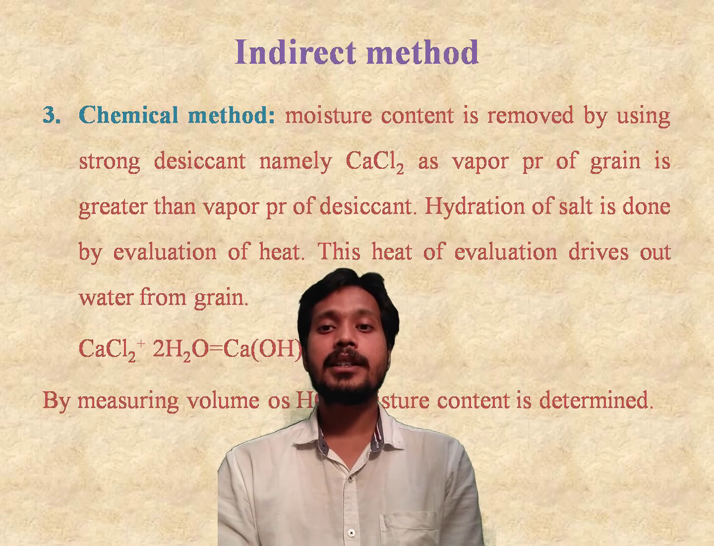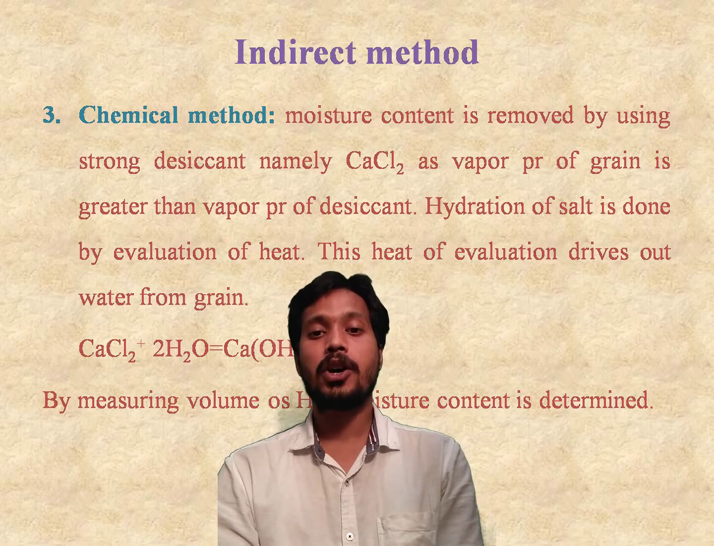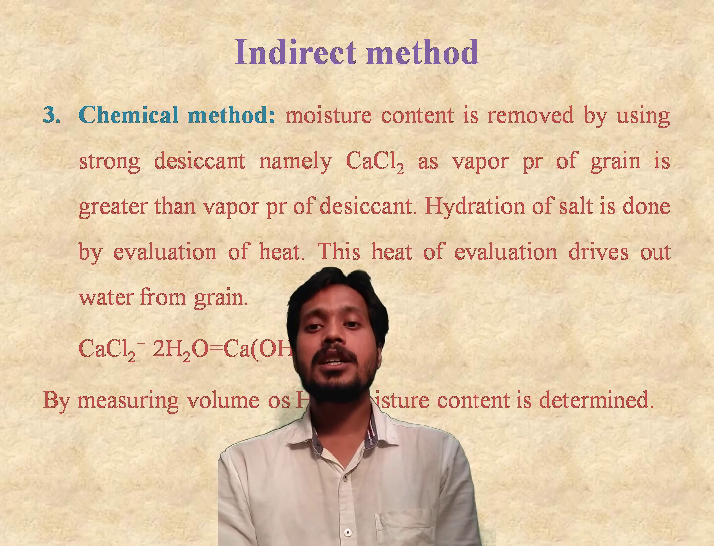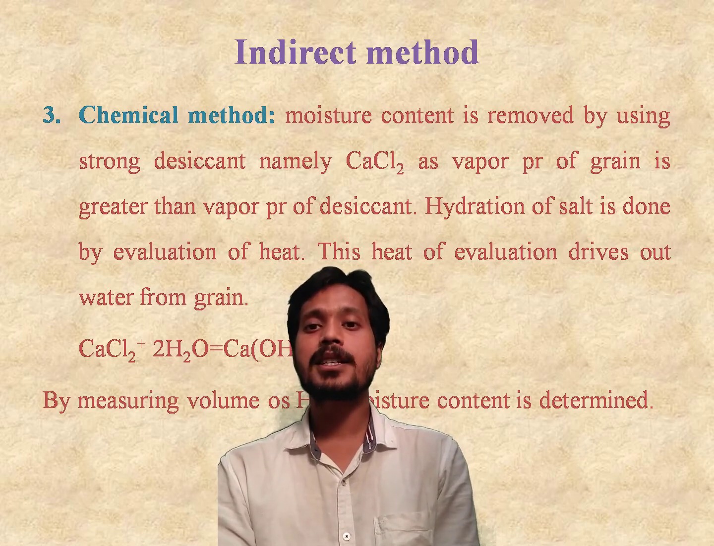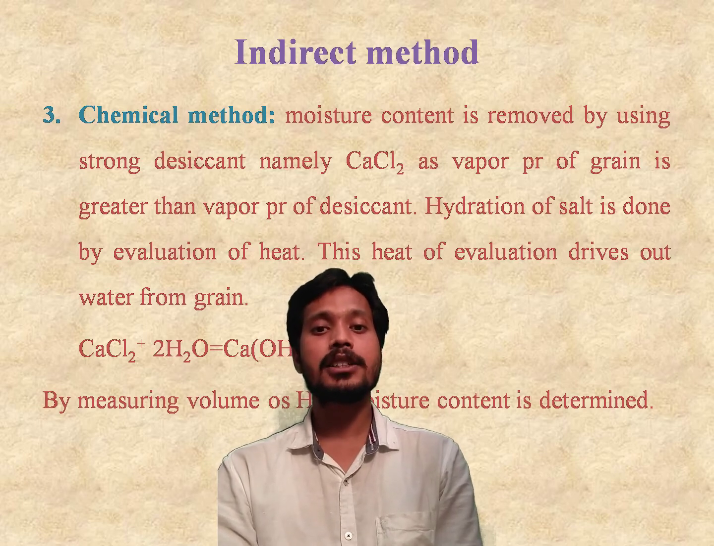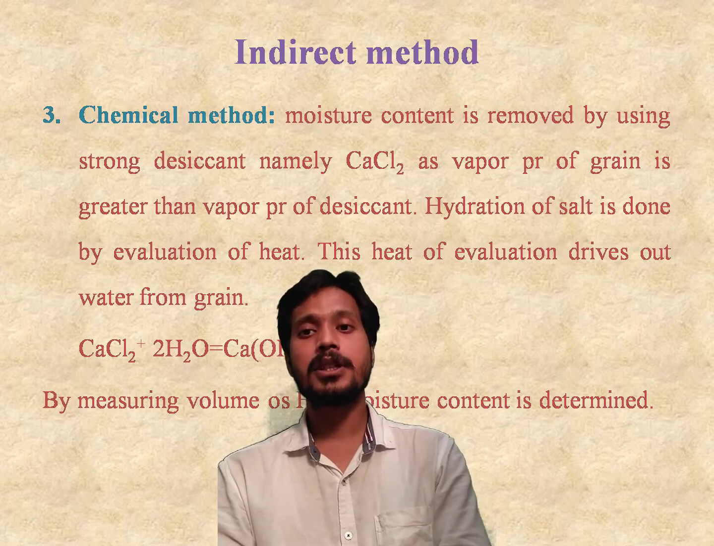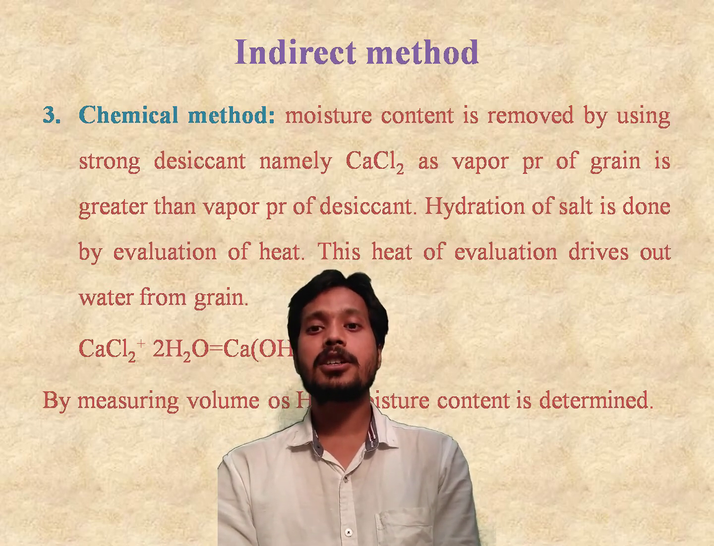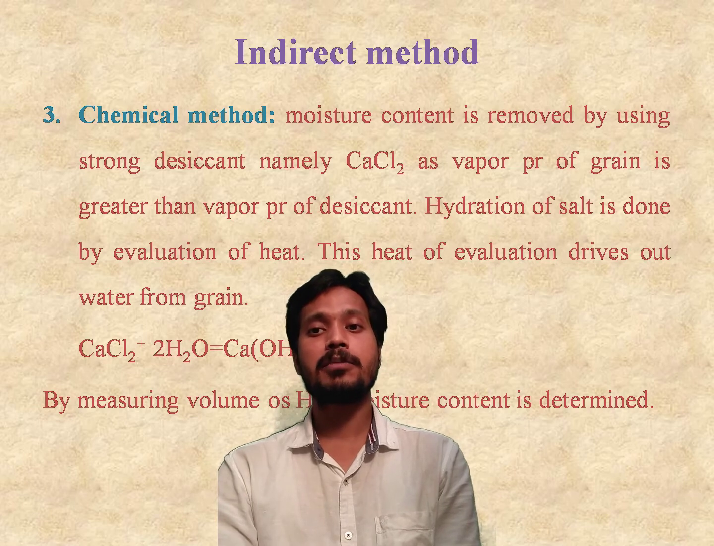Now another indirect method is there to calculate moisture content of a product. Here we do chemical analysis. So moisture content is removed by using a strong desiccant, that is, a moisture absorber, namely calcium chloride. So the vapor pressure of grain is greater than the vapor pressure of desiccant. Now what does it mean? The vapor pressure of grain is greater than the vapor pressure of desiccant, that is my calcium chloride.